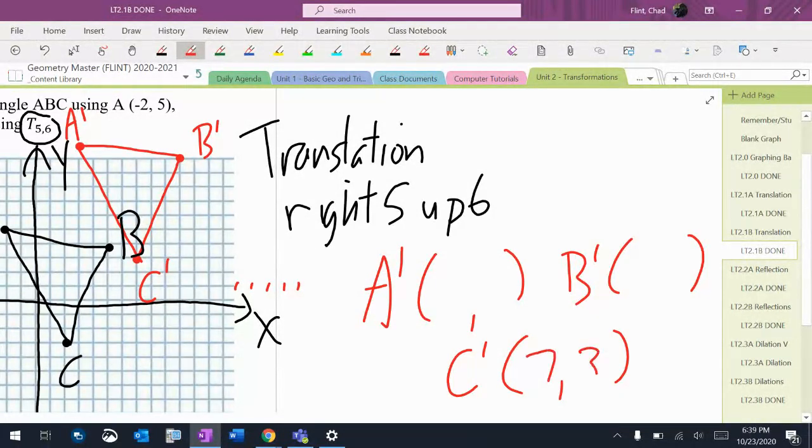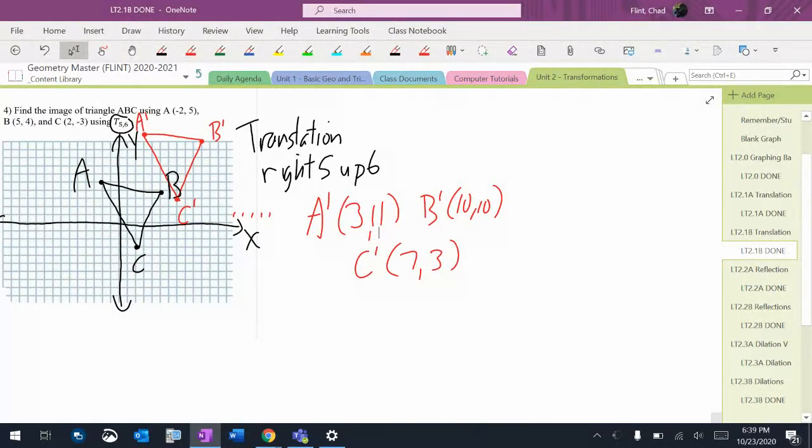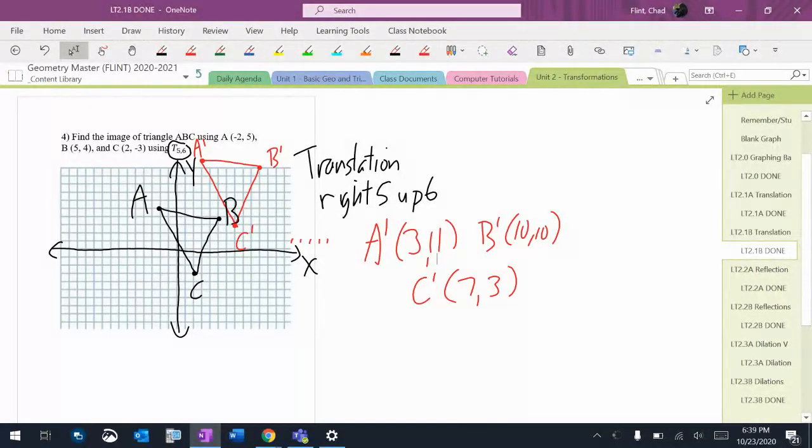B is 7, 8, 9, 10, and 1, 2, 5, 6, 7, 8, 9, 10. So B is 10, 10. And A is 1, 2, 3, and then 1, 2, 3, 4, 5, 6, 7, 8, 9, 10, 11. So 3, 11. All right, so there's that one. A little bit harder because it went off the graph, but still, I'm just counting. All right, so if you can count, you can do a translation.